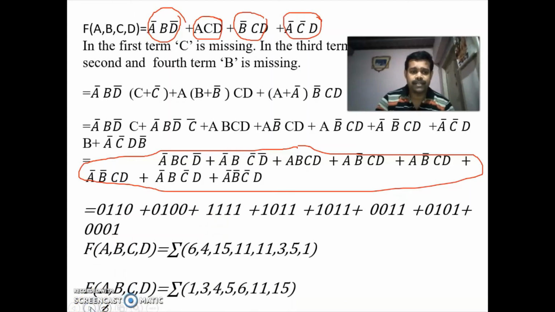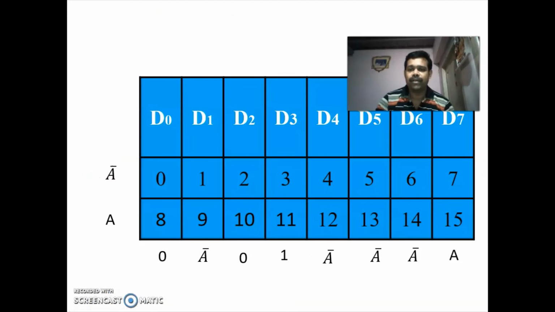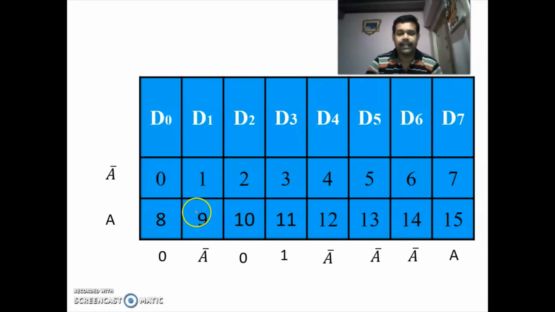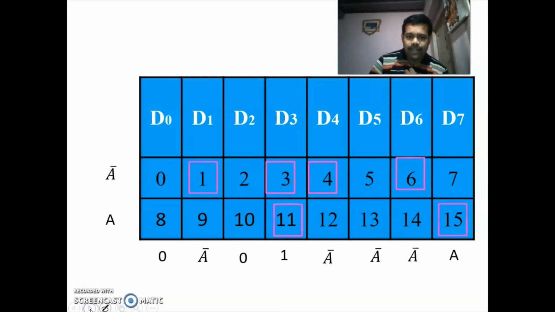Then similar to the previous problems, what we have to do is go for an implementation table. Since we are doing it by 8 is to 1 mux, we have to enter the values from D0 to D7. Then for the given numbers, we have to encircle. If both the numbers are encircled, put 1. If both the numbers are not encircled, we put 0. If the number in the second row is encircled, put A bar. If the number in the third row is encircled, you put A.